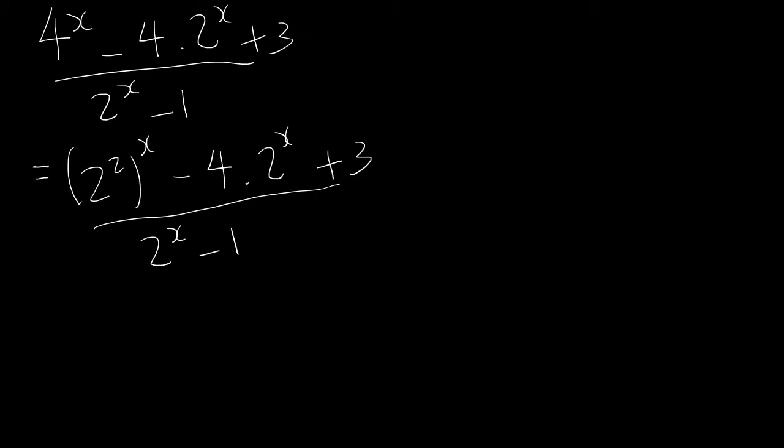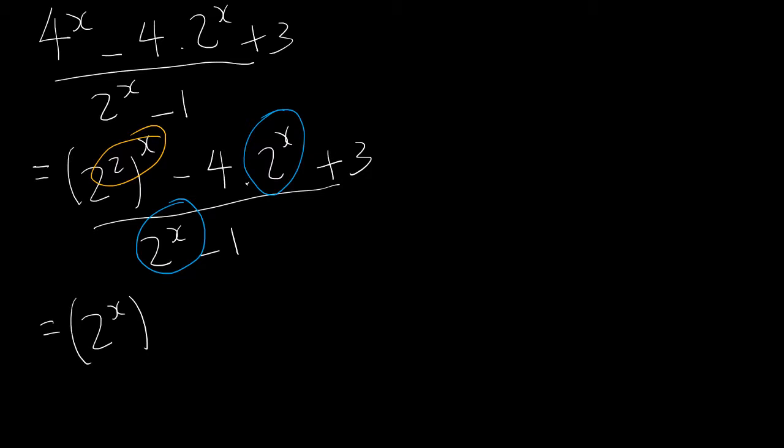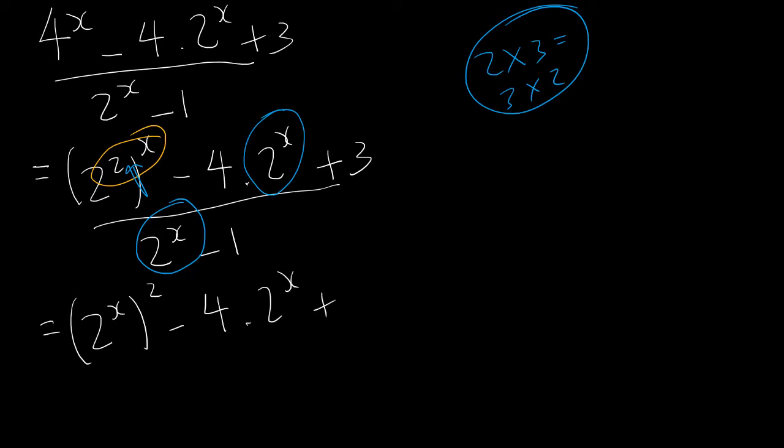Likewise with the previous example, this x and 2 can be reversed because 2 times x is the same as x times 2. So we'll end up having 2^x, because, like I said, we want to create the 2^x. There's a 2^x here and there's a 2^x here. But our issue is this part here, so we can create the 2^x by swapping those terms, because 2 times 3 is the same as 3 times 2. Keeping this principle in mind, let's continue. We have (2^x)² − 4 × 2^x + 3 all over 2^x − 1.